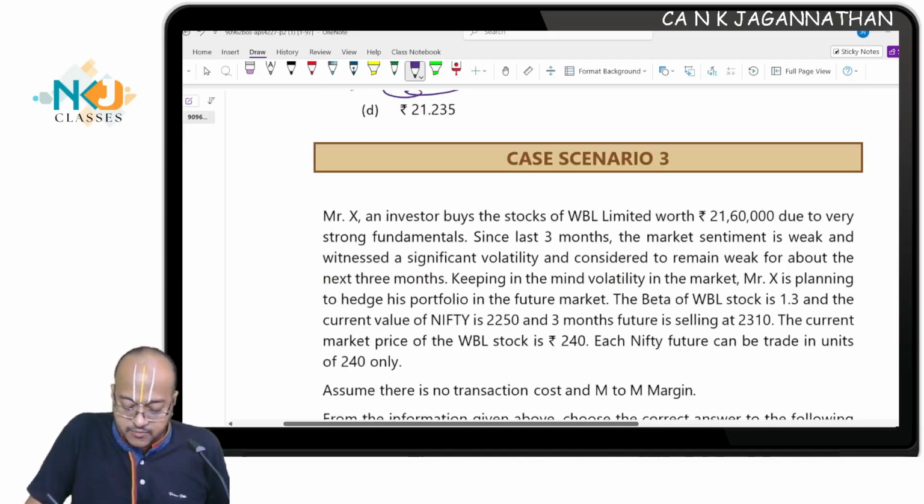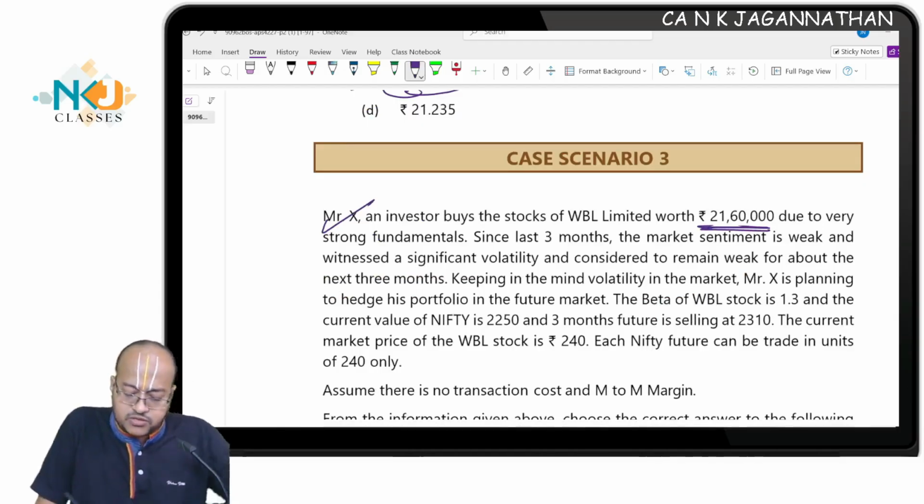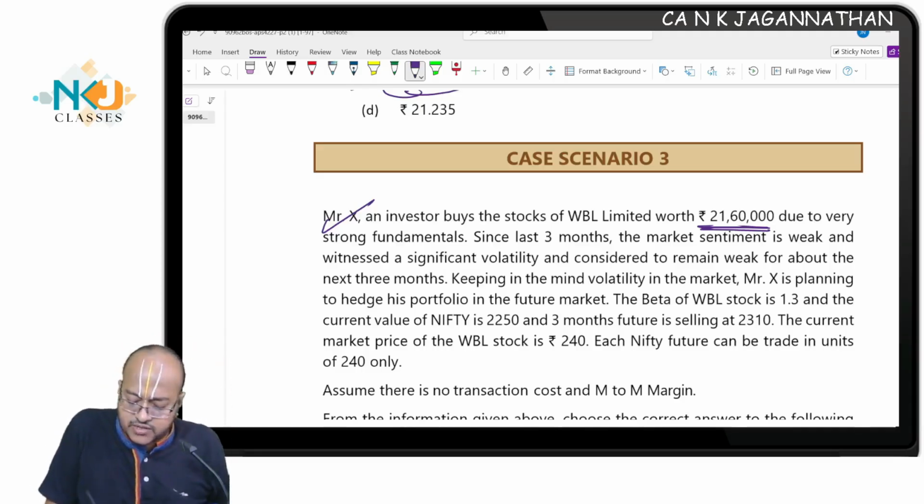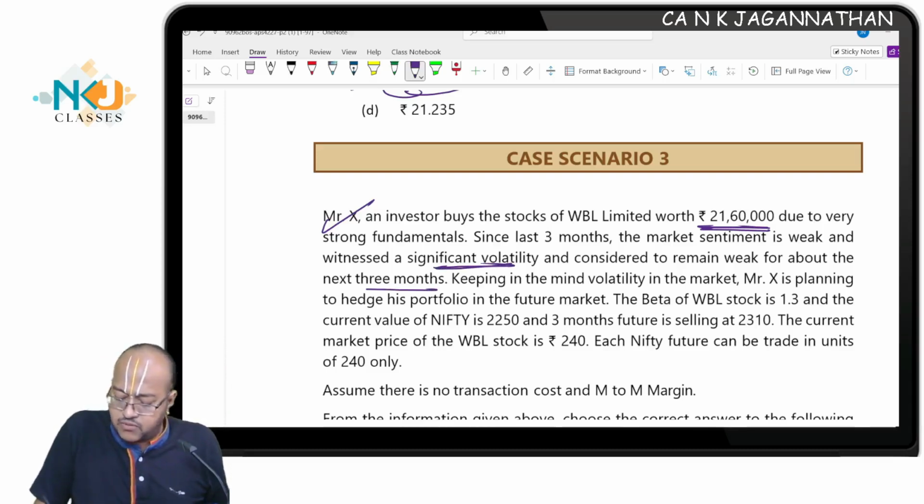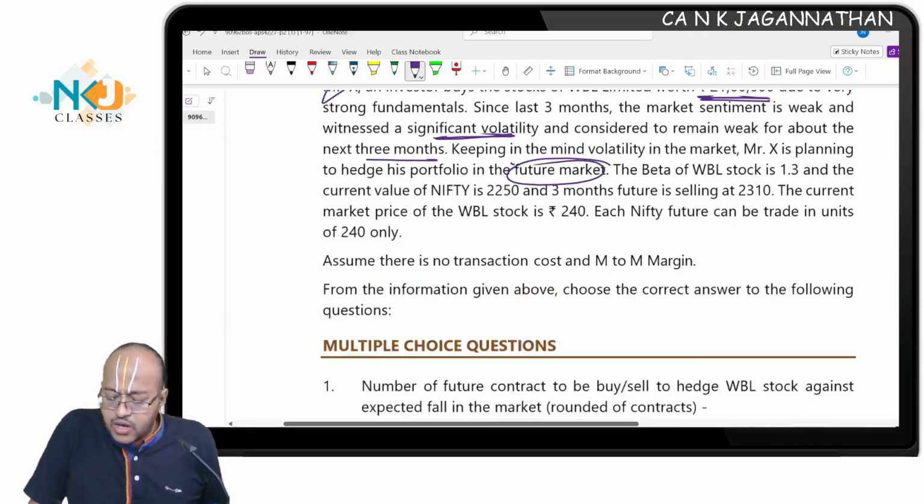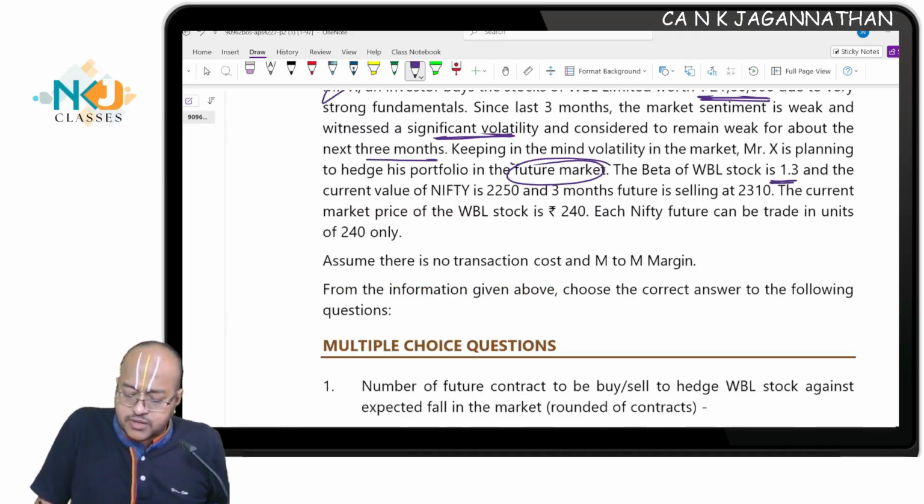Okay, case scenario 3. Mr. X, an investor, buys the stock of WBL Limited worth 21,60,000 due to very strong fundamentals. Since last 3 months, the market sentiment is weak and witnesses significant volatility and is considered to remain weak for about the next 3 months. Keeping in mind volatility in the market, Mr. X is planning to hedge his portfolio in the futures market. Now, the beta of WBL stock is 1.3 and the current value of Nifty is 2250 and 3 months future is selling at this price.